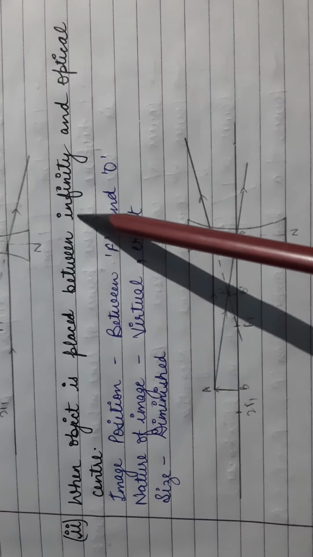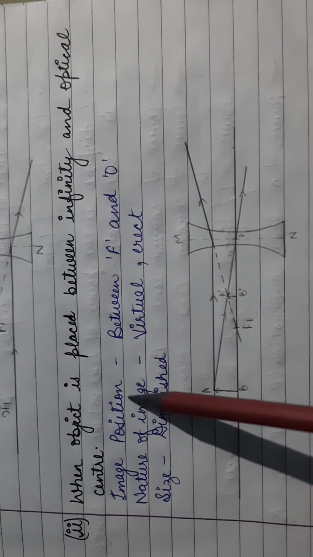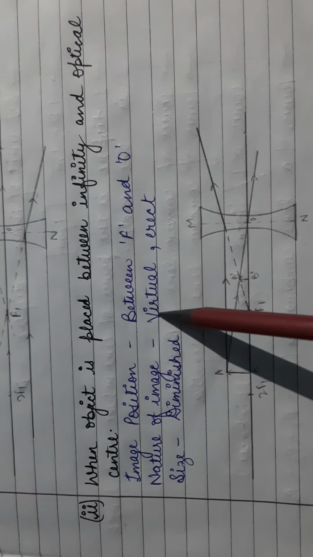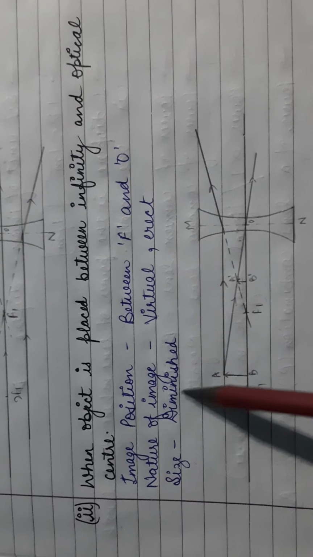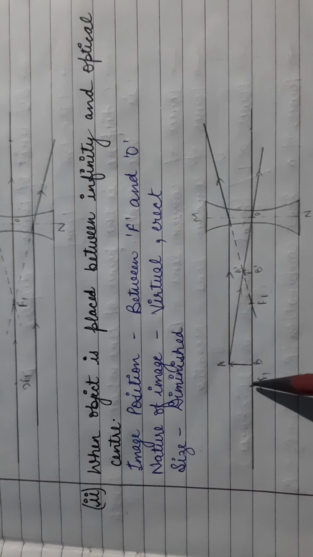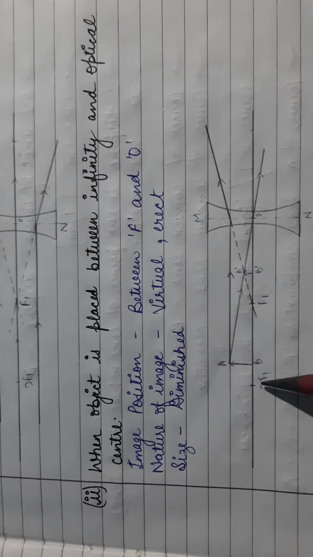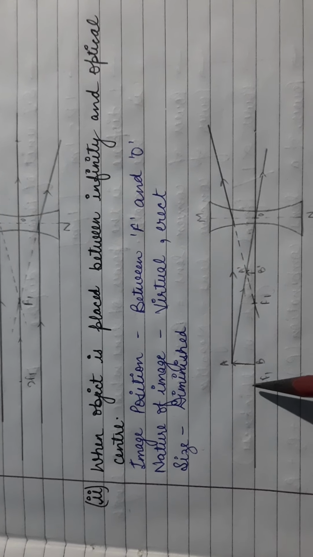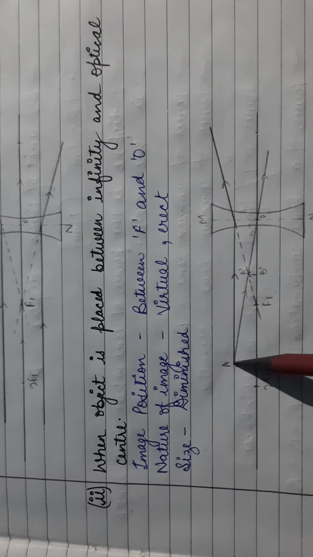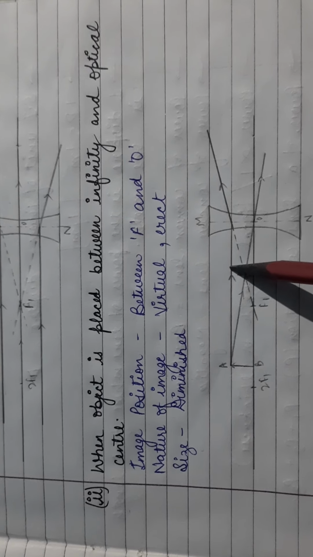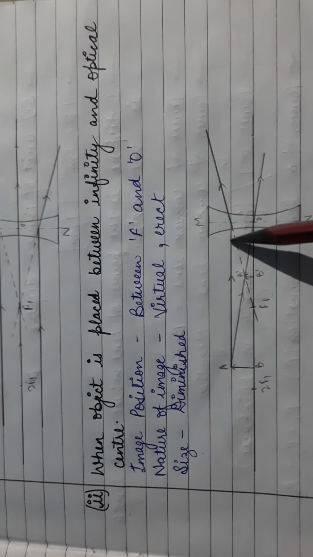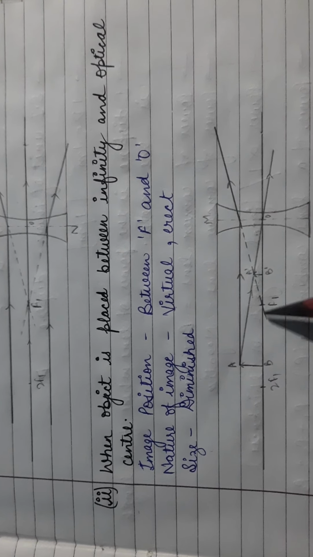When object is placed between infinity and optical center, image position will be between focus and optical center. The nature of image will be virtual and erect, and size will be diminished. So here is the object, that is AB, that is in between 2f1, or we can call it center of curvature of first lens, and the focus f1. So the first rule, the ray that is coming parallel to the principal axis will diverge, and we have to take the imaginary ray from here.